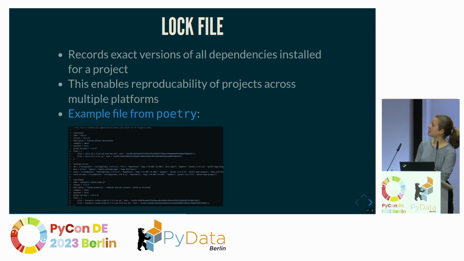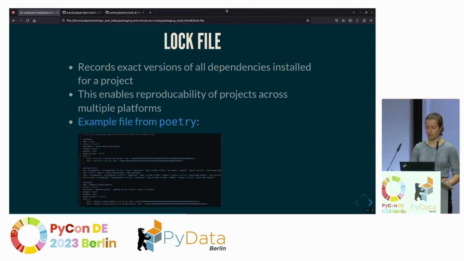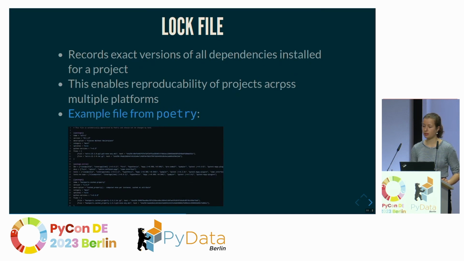And again, here's an example from poetry. If you can read it or maybe look at it later on, you would see that it really contains the exact versions of all dependencies and sub-dependencies of a package. So this allows you to do reproducible builds and really put everyone on the same page regarding developing a project. So this is a lock file. Sorry, I always have to switch between those two.